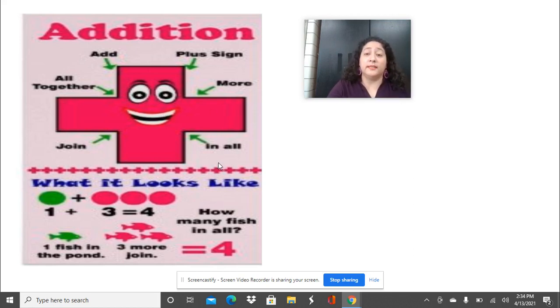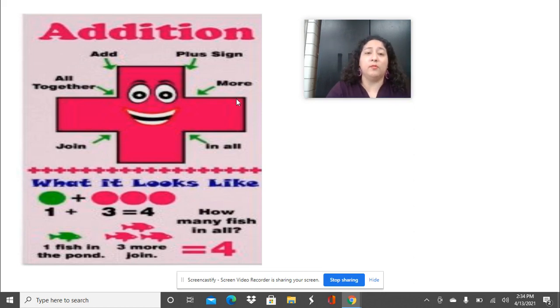Another word that tells you that you're going to be adding is when you hear the word in all. So I have 3 pencils and then my teacher gives me 2 more. How many pencils do I have in all? So when you hear in all, that means that you're going to count everything together and that's going to give you your answer. So 3 and 2, 1, 2, 3, 4, 5. I have 5 pencils in all.